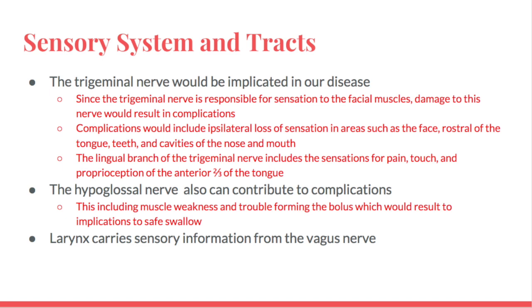The hypoglossal nerve also can contribute to complications such as muscle weakness and trouble forming the bolus, which would result in implications to safe swallowing. And the larynx carries sensory information from the vagus nerve.